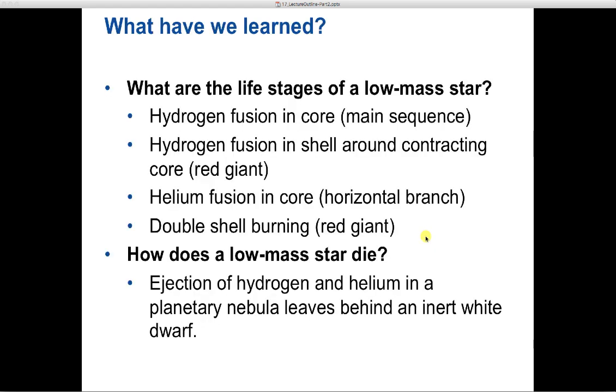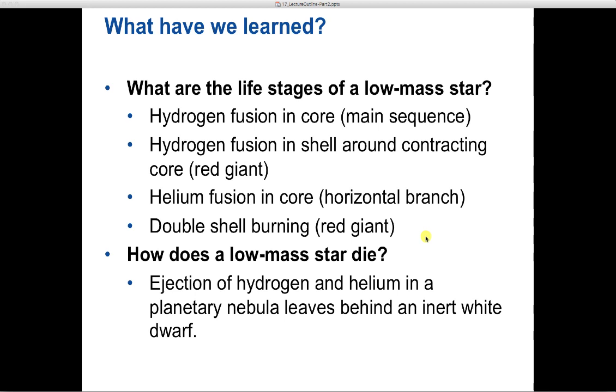So that's everything we need to know about this section in Chapter 17. So basically just that we have hydrogen fusion in the core, that's a main sequence star. We then get hydrogen fusion in a shell around a contracting core, that's when we turn into a red giant. And then finally, if we get helium fusion in the core, if the star is massive enough, then we go into what's called the horizontal branch on the HR diagram.